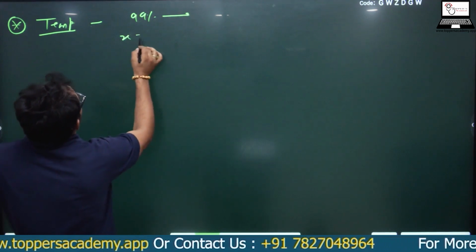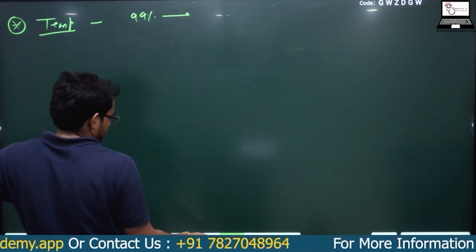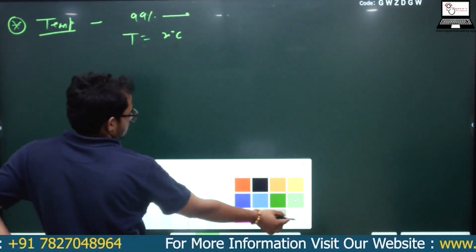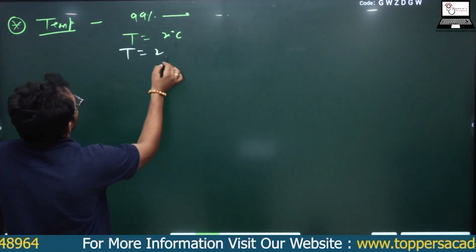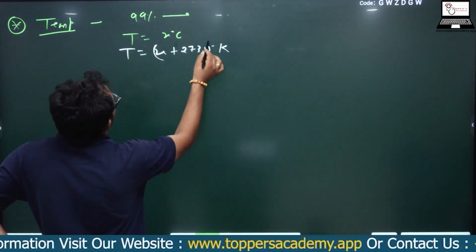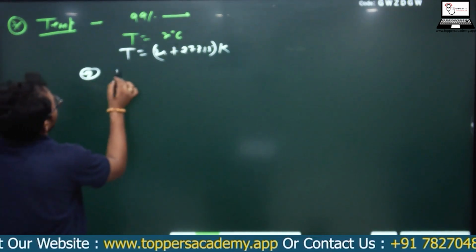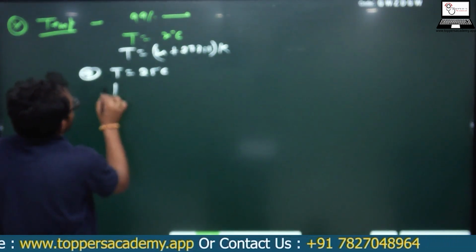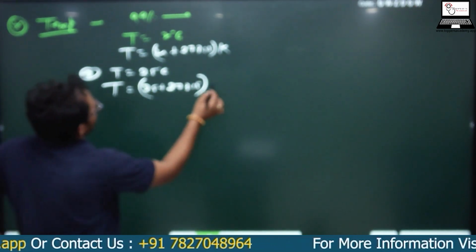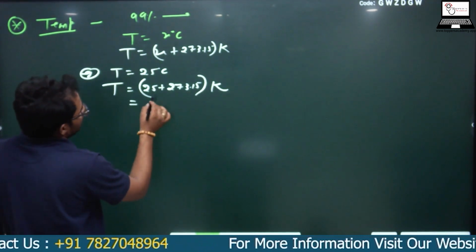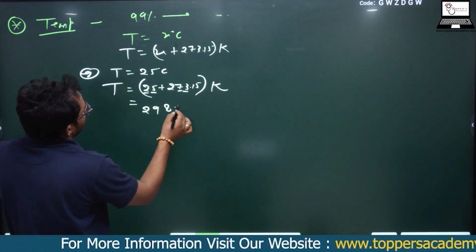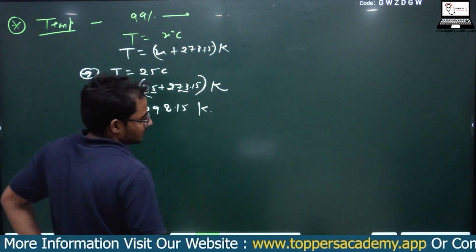So suppose you are having a temperature x degree Celsius, and obviously you want to convert this temperature in terms of Kelvin, so you will add 273.15 and you will get the answer in terms of Kelvin. For example, the temperature is given 25 degrees Celsius and you will add 273.15 in this temperature and you will get the temperature in terms of Kelvin. 3 and 5 is 8, 7 and 2 is 9, 2 and 2, 1.5 is 0.15 Kelvin.